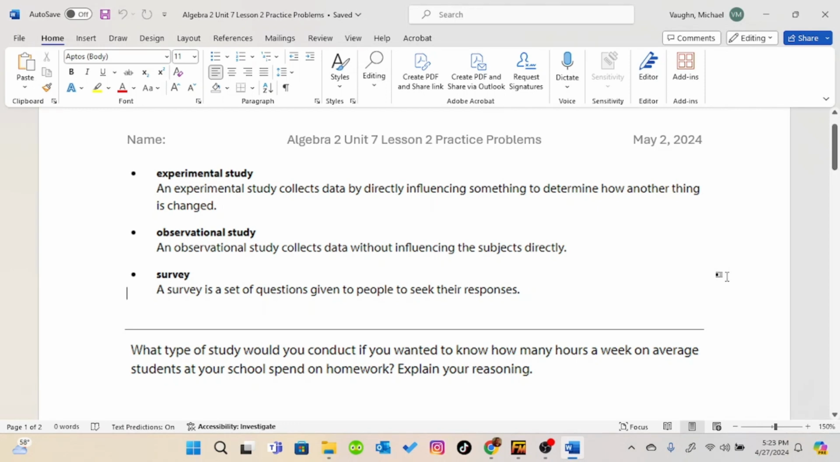Welcome to Algebra 2, Unit 7, Lesson 2, Practice Problems. We're going to start with the 3 vocabulary terms for this lesson.